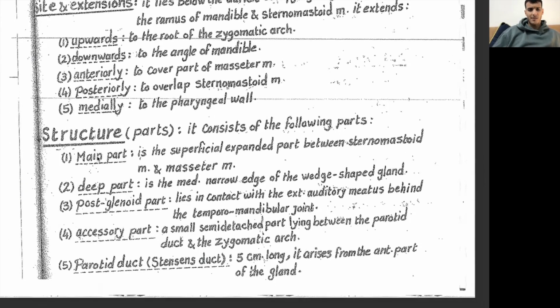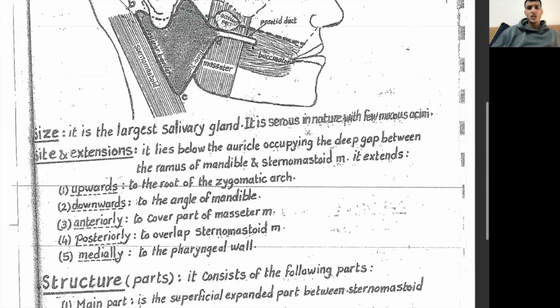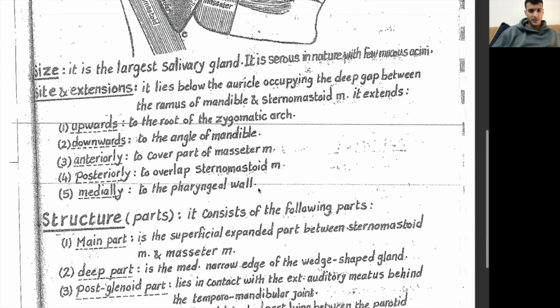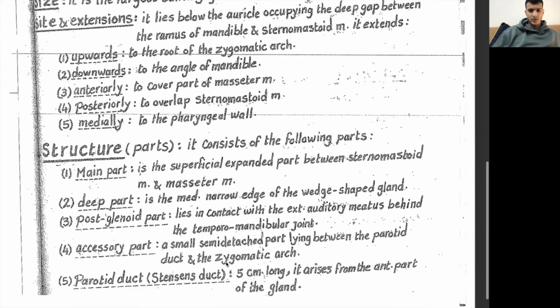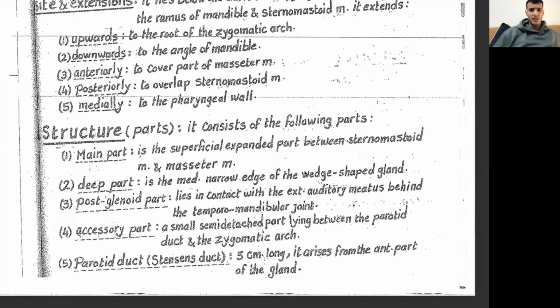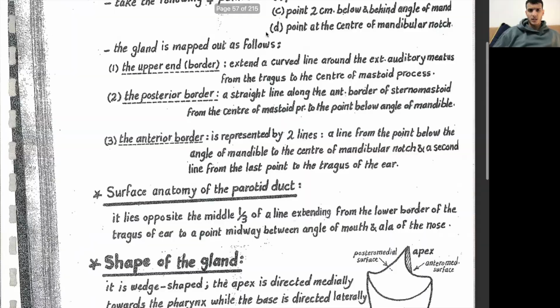Okay, structure. You have so much to be said about the structure, but mainly I wanted to focus on the parotid duct. It's 5 centimeters long. It rises from the anterior part of the gland, and it goes in and empties its contents at the level of the second molar tooth in our mouth. And this is just, you can stop the video and read about those parts. They're all right here for your reading. I just want to move on for the sake of the video.